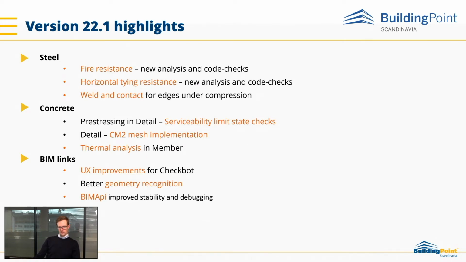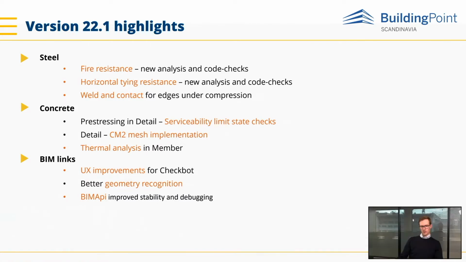So in the highlights, there is a new analysis and code check for fire resistance. We also now have horizontal tying resistance. It's mostly for customers in the UK. That's a brand new analysis and code check also. We also have a new weld and contact for edges under compression. Before you had to choose between welds or contacts. Now you can choose weld and contacts.